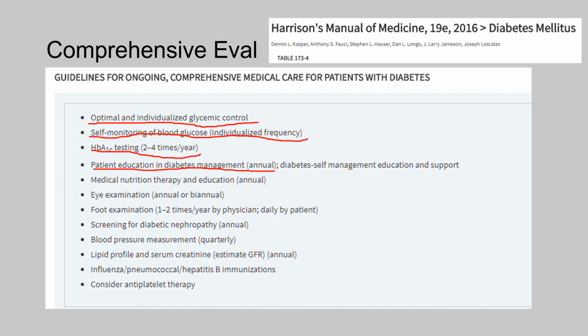They need to have some education annually about their nutrition. They need to have an annual eye exam, and every 6 months to annual foot exam, or more often if they're having problems or if their diabetes control is not good, and they need to be checking their feet daily themselves. They need to have screening for diabetic nephropathy at least annually. They should be having their blood pressure checked at least quarterly and every time they're in. Lipid profile and creatinine annually. They need their immunizations updated. They might need antiplatelet therapy.